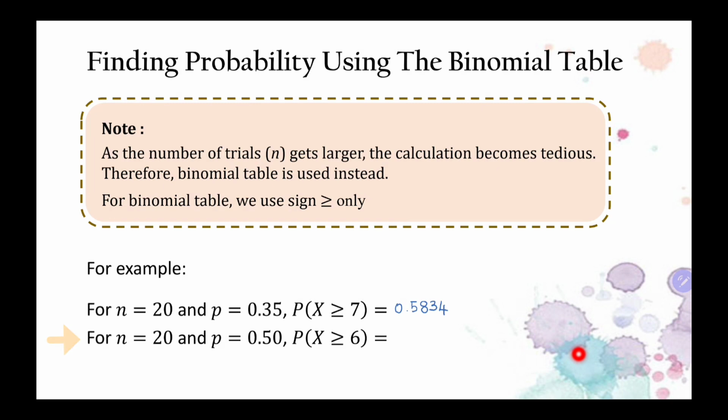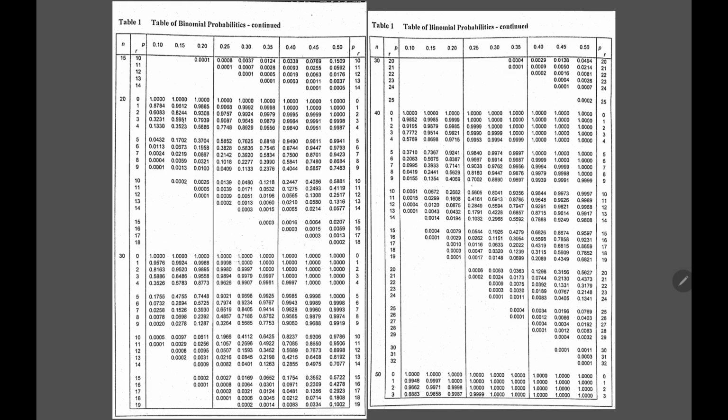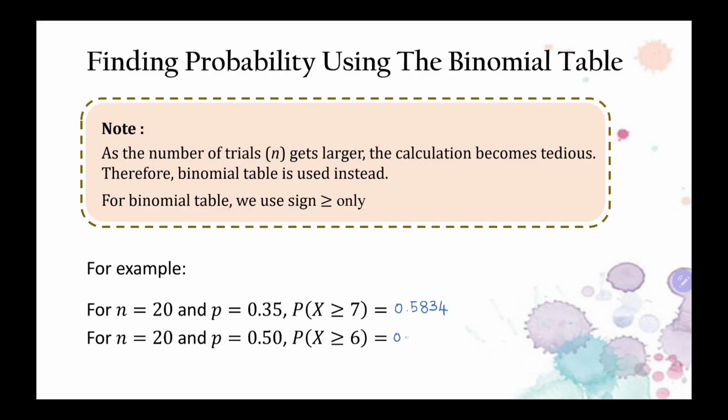Next, we have n equals 20 but p equals 0.5. And the question asks us to find x greater than or equal to 6, means our r equals 6. So we look at our table: n equals 20, p equals 0.5 and r equals 6. So we have 0.9793. So we put the answer 0.9793. This is how we read the binomial table.